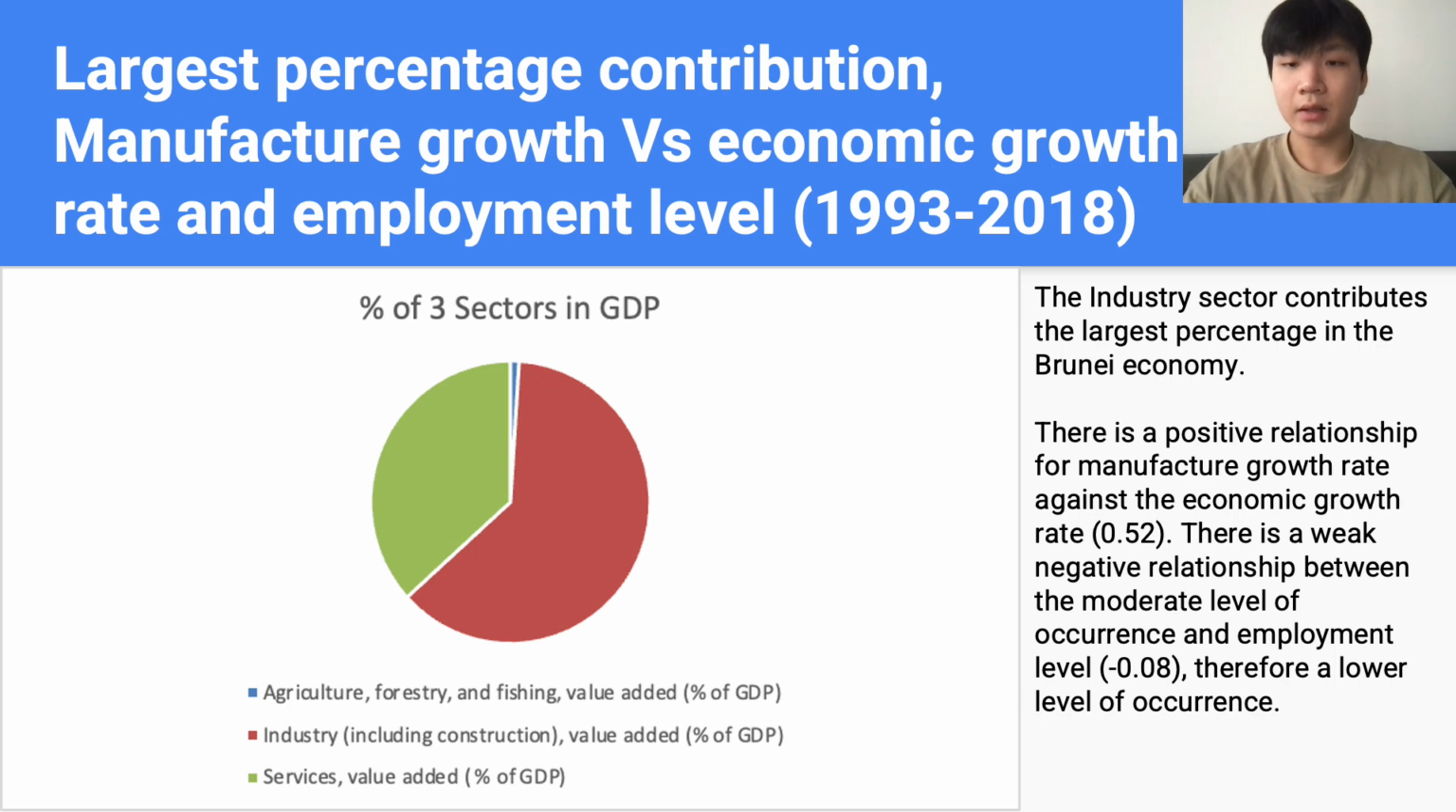Next, it will be the percentage pie graph of three sectors in GDP for Brunei. The industry sector contributes the largest percentage in the economy. There is a positive relationship for manufacturer growth rate against the economic growth rate. There is a weak negative relationship with the moderate level of occurrence and employment level, therefore a lower level of occurrence.